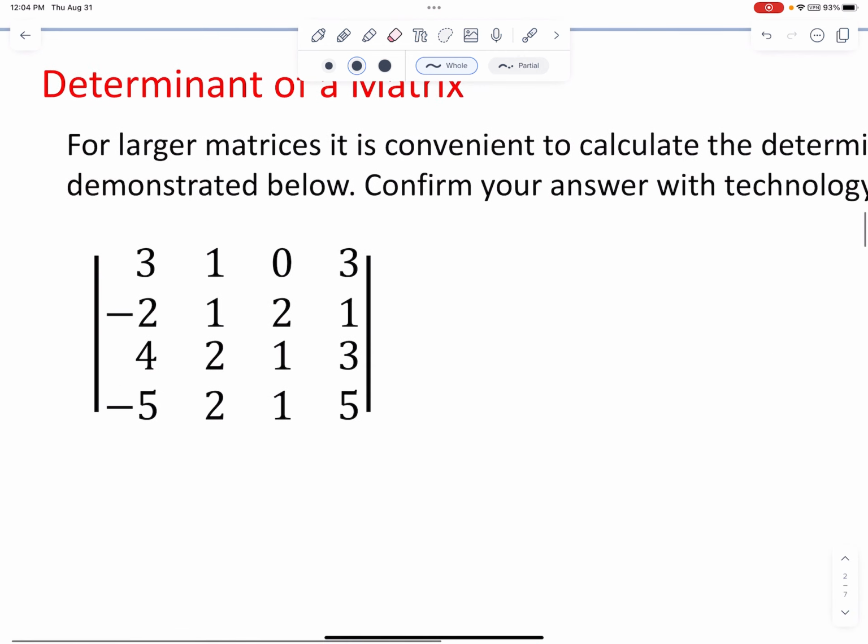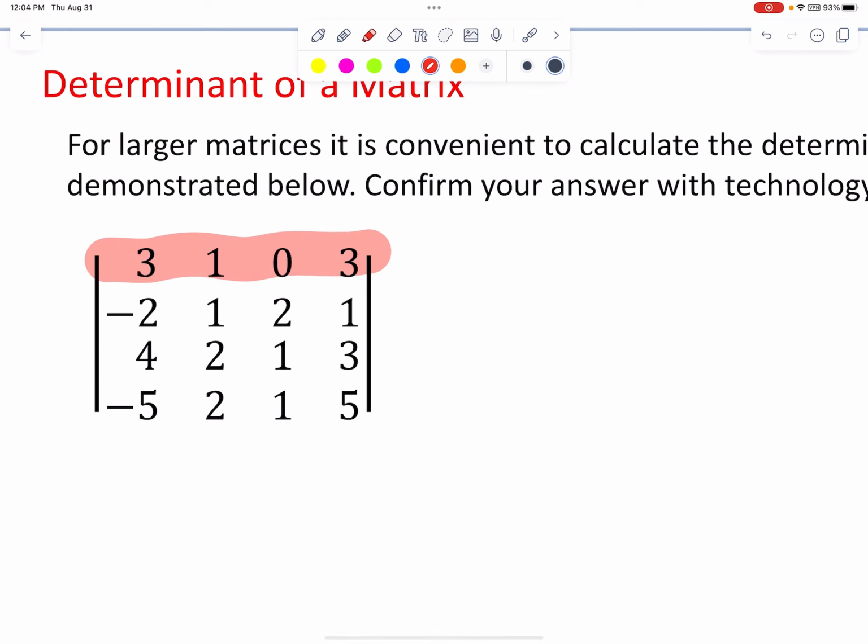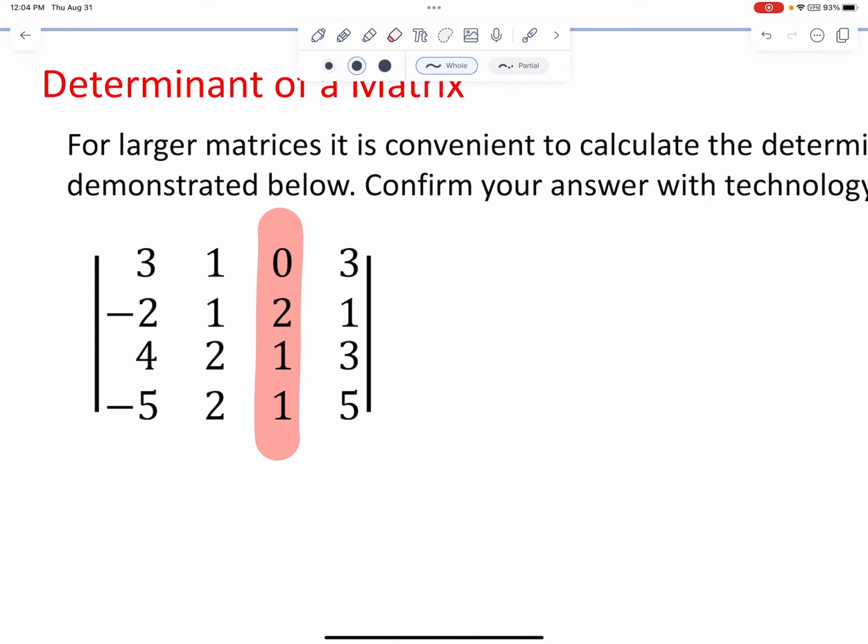Okay, back to this 4 by 4 cofactor expansion. You begin by picking any row or column of this matrix. It's recommended that you pick a row or column that has the most zeros in it. So for us, that would either be the first row because it has a 0, or you can focus on the third column because it has a 0. And it doesn't matter which you pick. Let's go ahead and pick the third column.